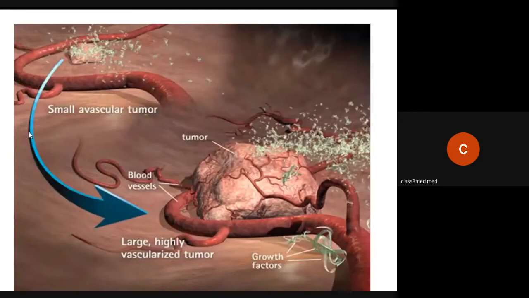Like in this picture, this is from your book. The tumor here is small in size. In spite of the presence of a growth factor, the tumor remains small in size and not metastasizing because of no angiogenesis. While here, after development of the new blood vessels, the tumor becomes larger in size and becomes aggressive. It can invade and can metastasize.